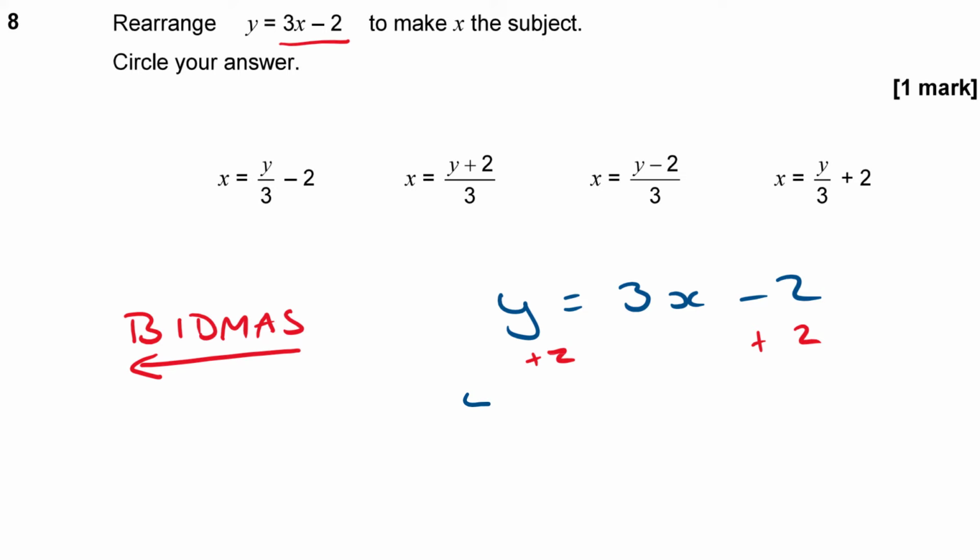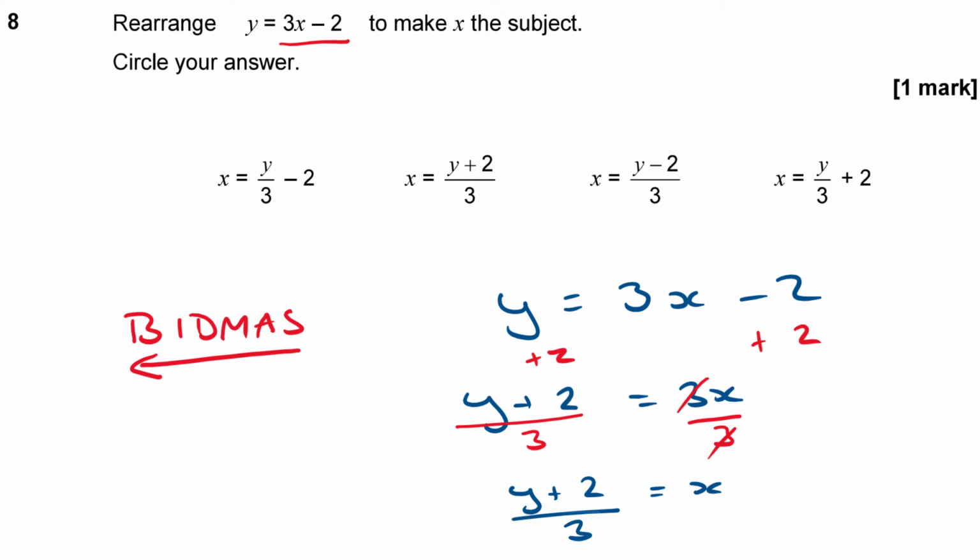So I'm going to get y plus 2 is equal to 3x. And then I'm going to do the opposite of multiplying, which is dividing. So we divide both sides by 3. That's going to cancel with that, and it's going to leave me with x is equal to y plus 2 all over 3. Okay, which is which one? It's that one there, look.